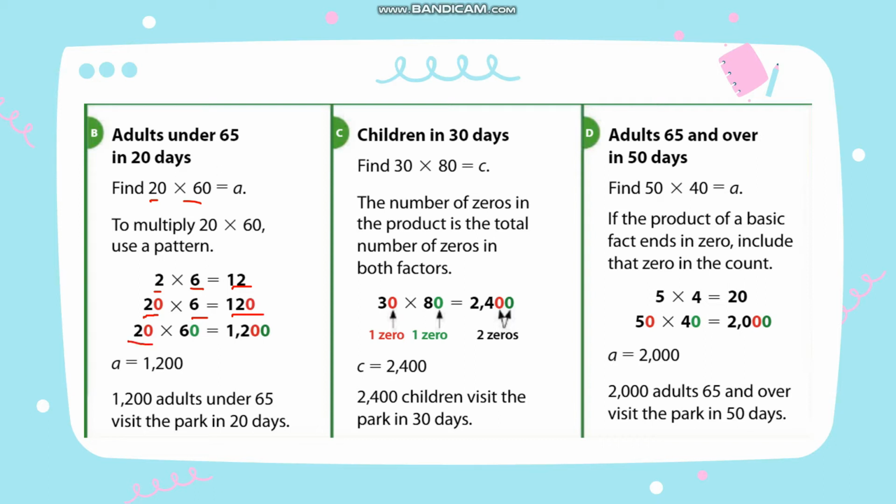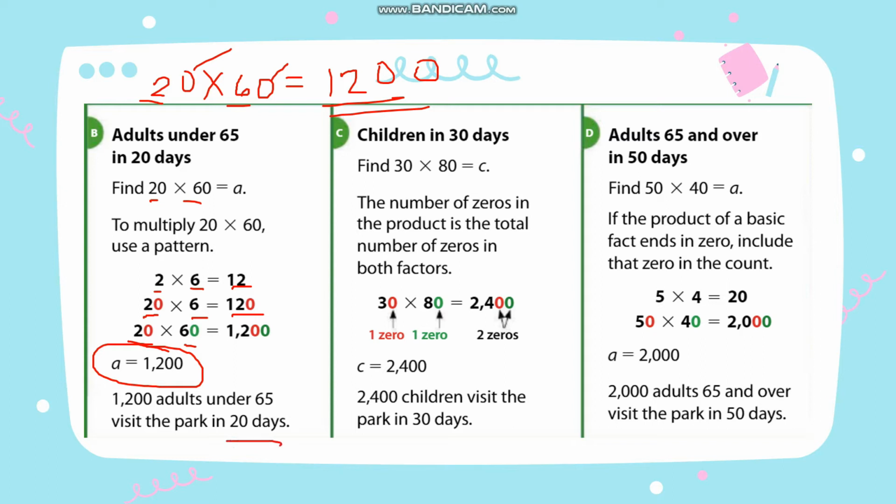Then 20 multiplied by 60 is 1,200, because the basic fact is 2 times 6, that is 12, then you have 2 zeros you need to put in the product. So the answer is 1,200. In short, in order to multiply factors which are multiples of 10, you need to find the basic product, which is 2 times 6, and that is 12. Then you just simply add the number of zeros, which is 2, so the final product is 1,200. So 1,200 adults under 65 visit the park in 20 days.